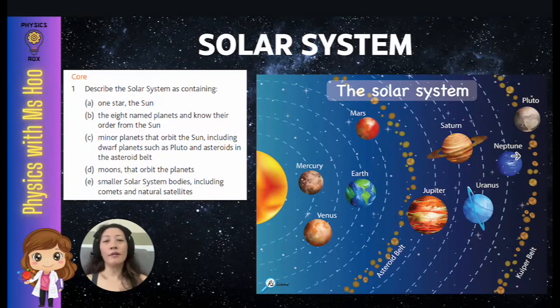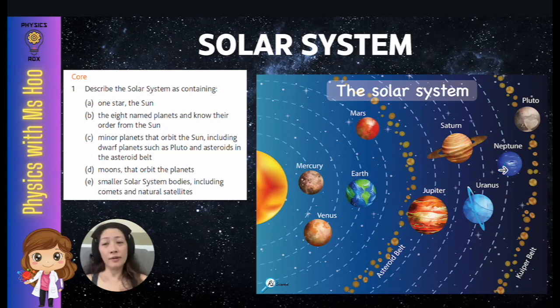Next, you need to know about the solar system. As you can see in this list, you just need to be aware that the solar system contains the following. It contains one star, which is the Sun. You need to know the 8 planets, their names, and their order from the Sun. Specifically, Mercury, Venus, Earth, Mars, Jupiter, Saturn, Uranus, and Neptune.